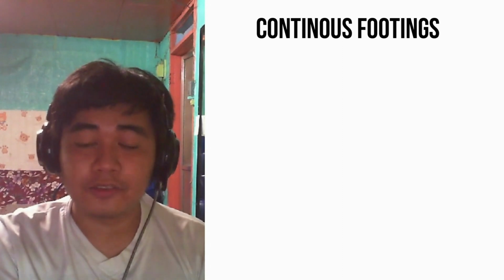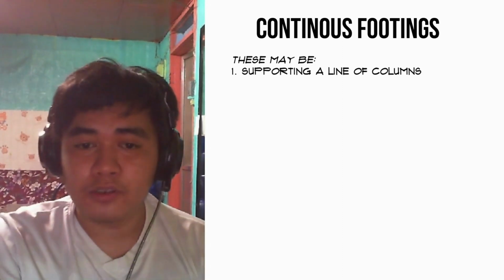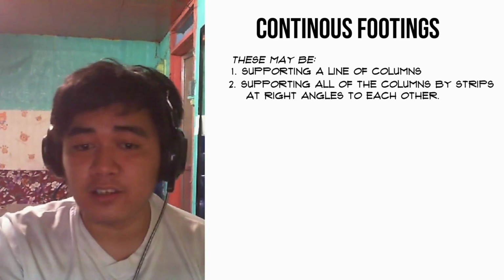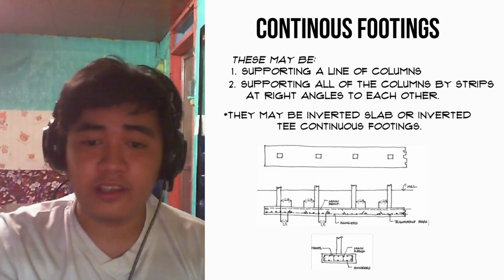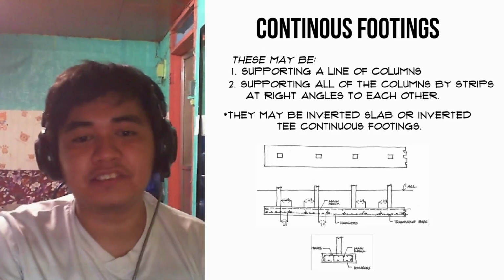Continuous footings. Continuous footings may be supporting a line of columns or supporting all of the columns by strips at right angles to each other. They may be inverted slab or inverted T-continuous footings.